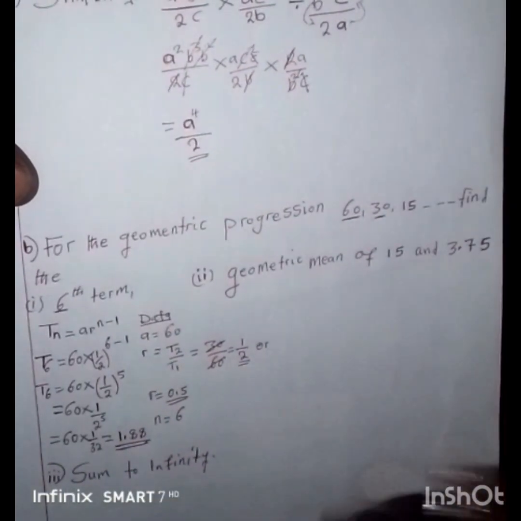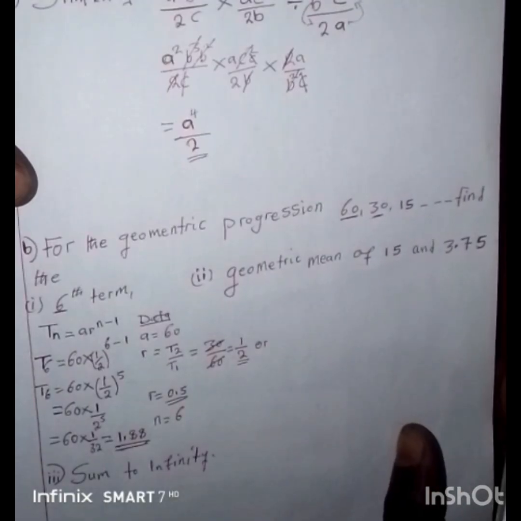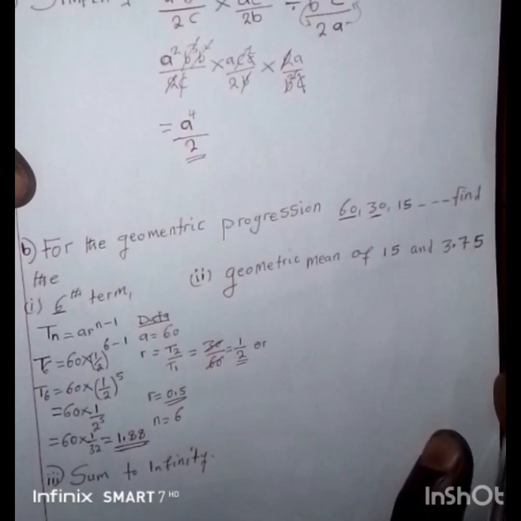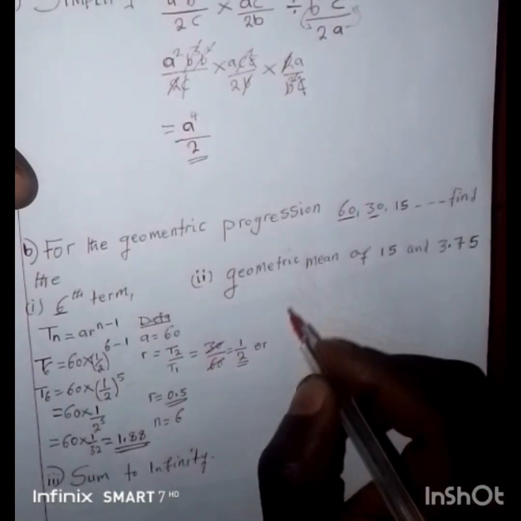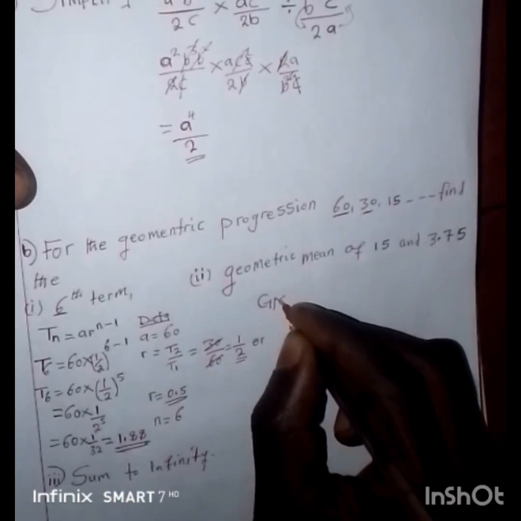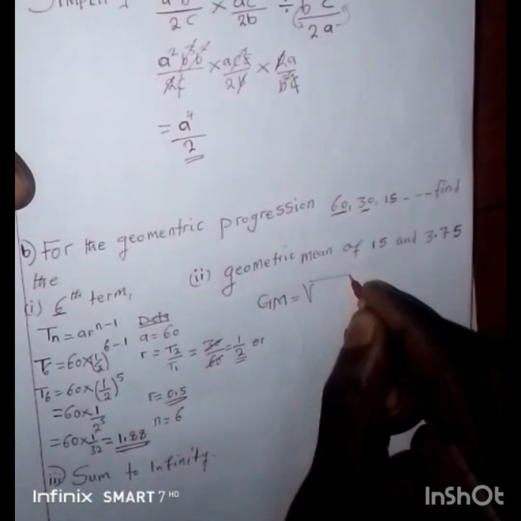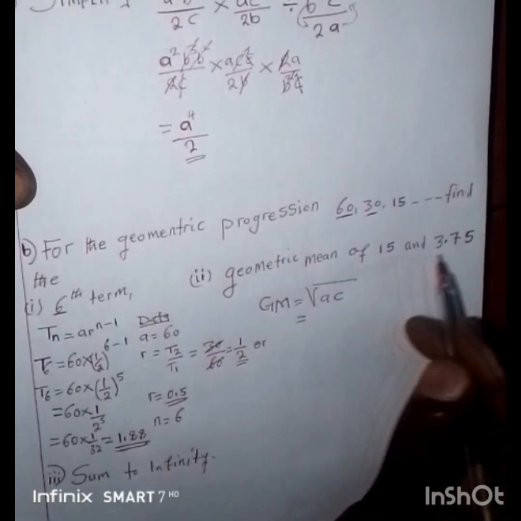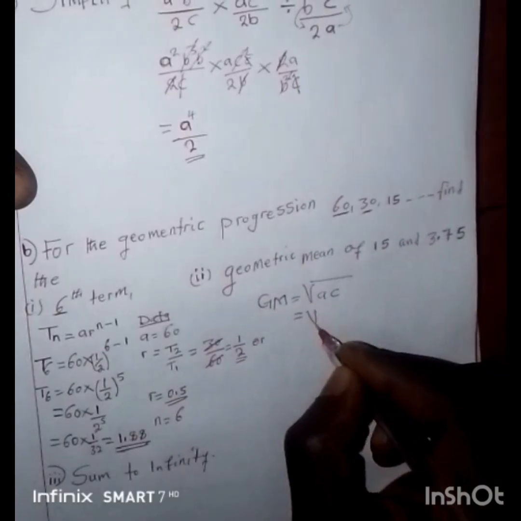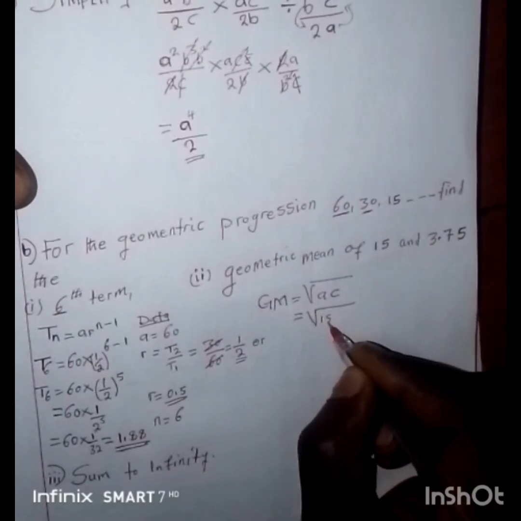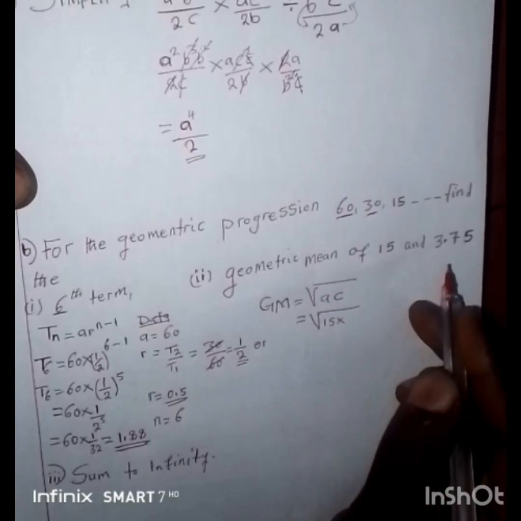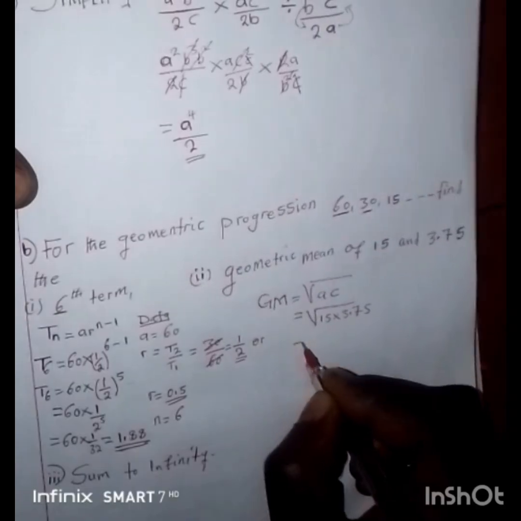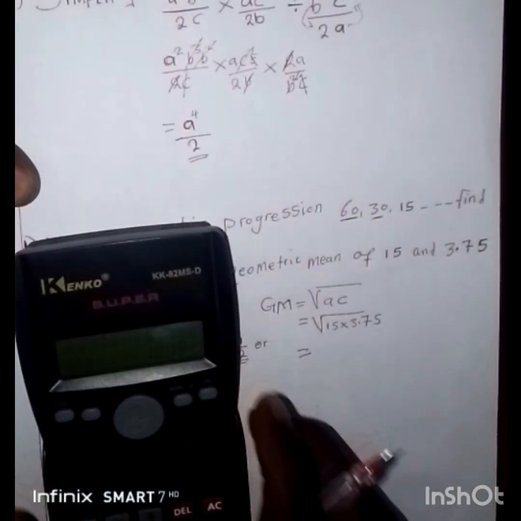Right. The second question, geometric mean of 15 and 3.75. If you are given two numbers and you are told to find the mean, what you use is GM, which is geometric mean, equal to the square root of A times C. Now, A times C, we multiply these numbers which you are given here. So the square root of 15 times 3.75.